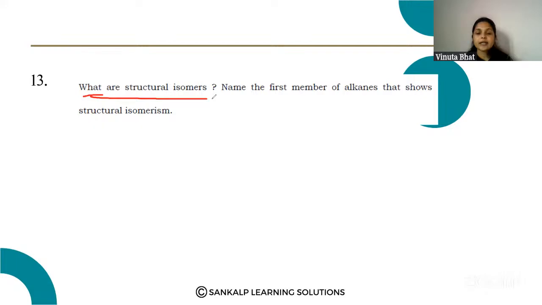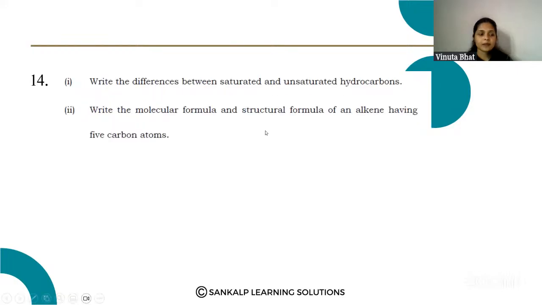What are structural isomers? Name the first member of the alkanes that shows structural isomerism. The first member of the alkanes that shows structural isomerism is butane. So please practice the structure of butane. Next question.